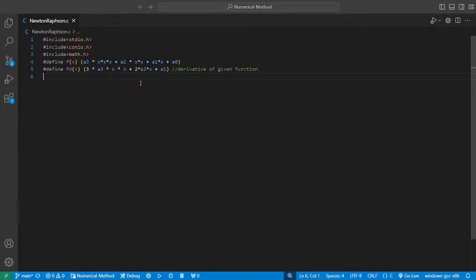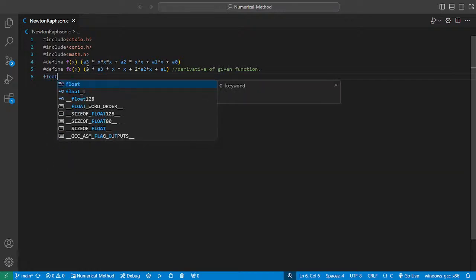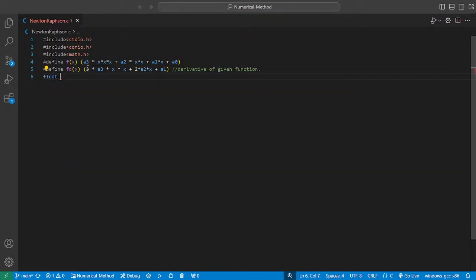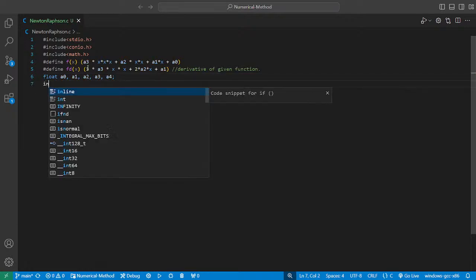Okay, so let's start our program, right? Before starting the program, I want to declare the variables. We are using these coefficients. Let's declare the coefficients here. How many coefficients are we using? Four. So there is a0, a1, a2, and a3. Okay, let's step into the program.